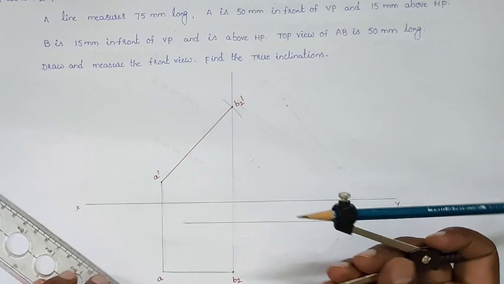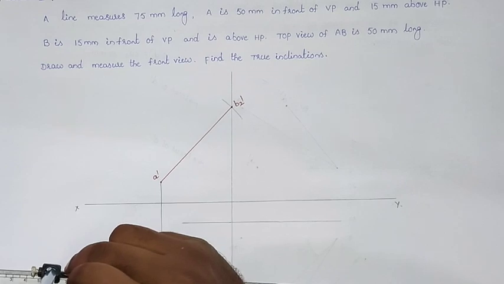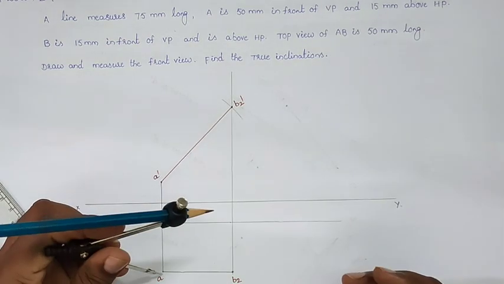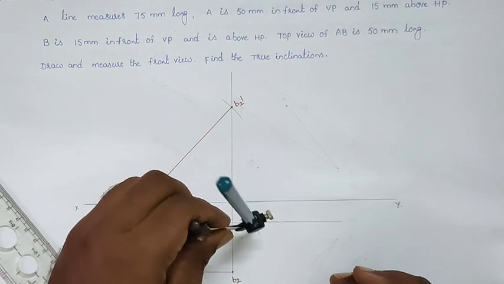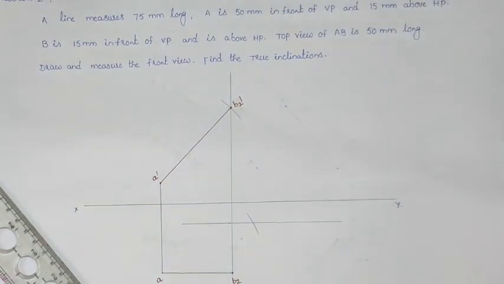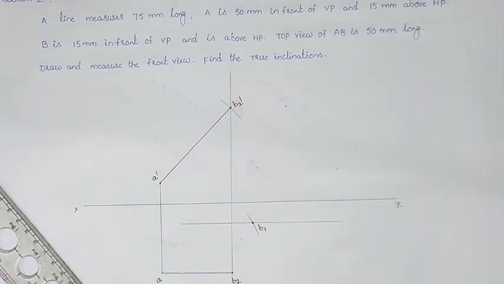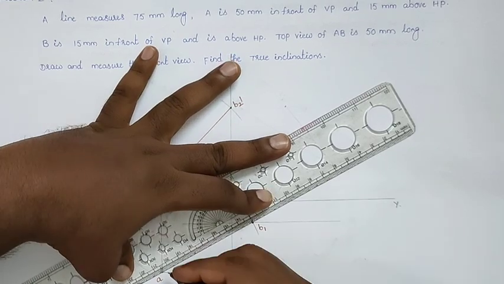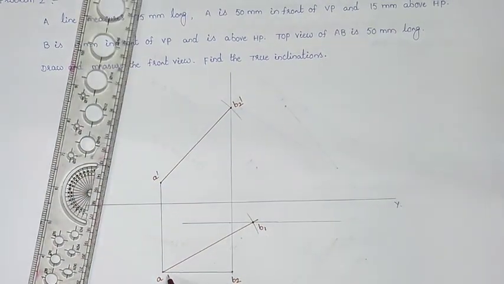Now from point A also, with the length of 75 mm, we will draw the arc on the 15 mm horizontal line like that. So here we can locate this point as B1. After that you can join AB1.